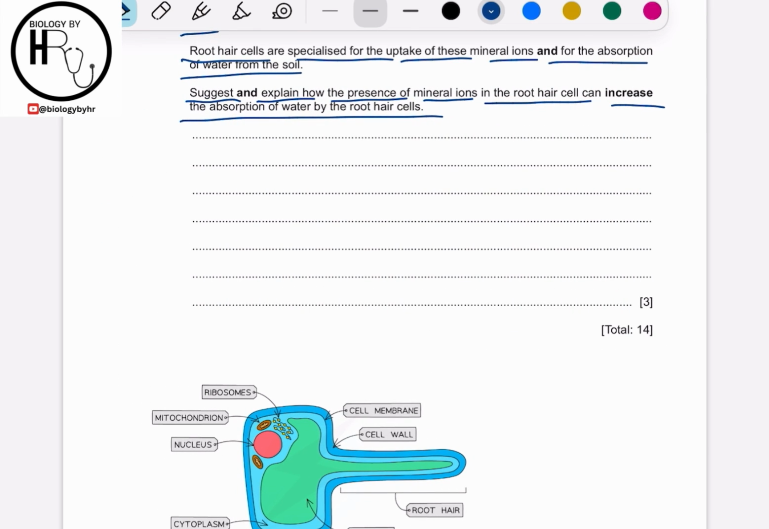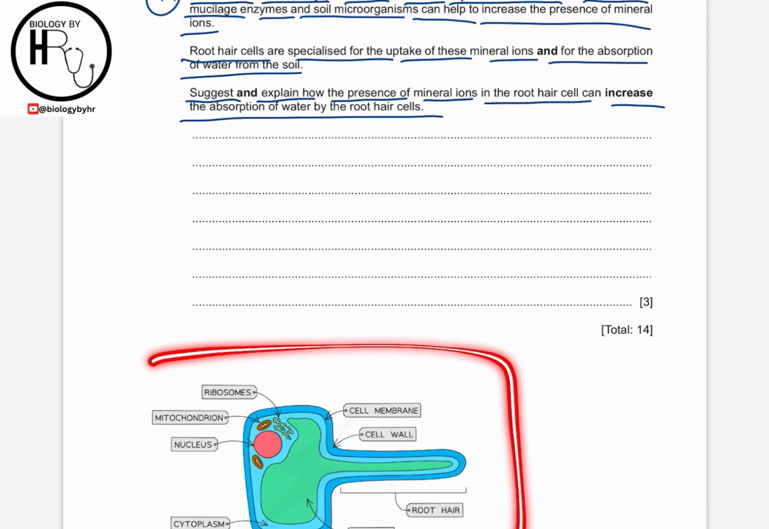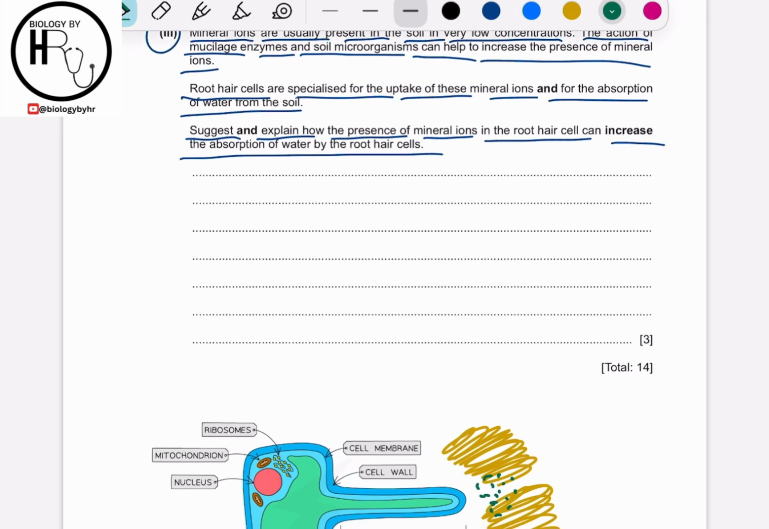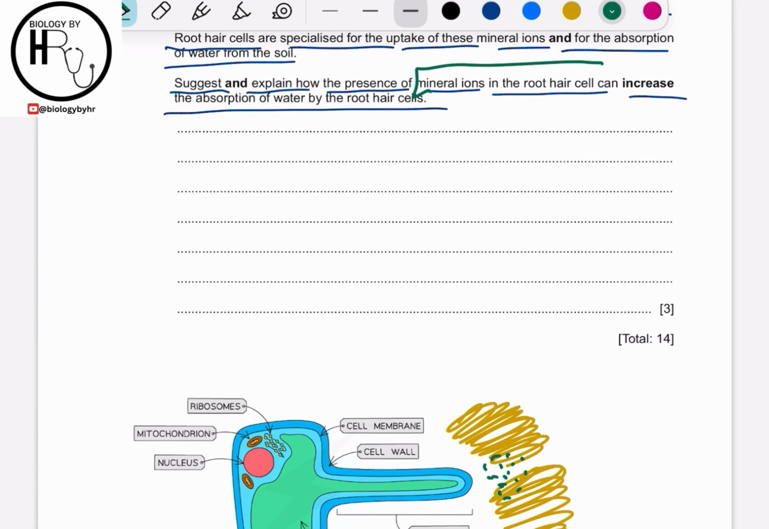So this is the diagram which is showing us the root hair cell. For example, let's draw the soil around it. This is the soil around it, which has some mineral ions in it, right? Now they are asking how the presence of the mineral ions in the root hair cells can increase the absorption of water by the root hair cells.